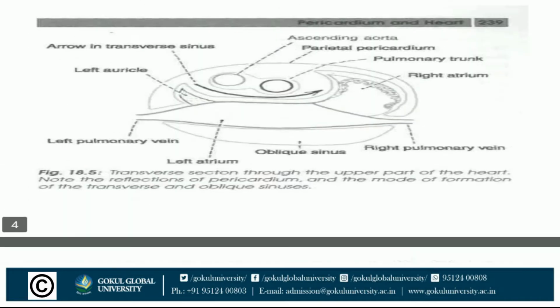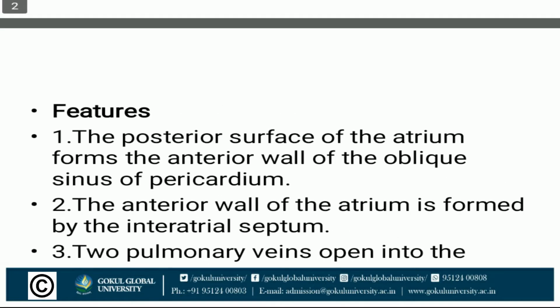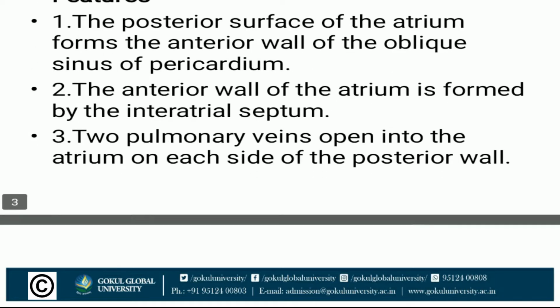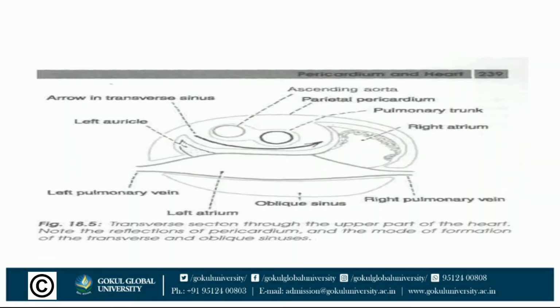Now we will see the features of the left atrium. The posterior surface of the atrium forms the anterior wall of the oblique sinus of the pericardium. In this diagram you can see the oblique sinus. The posterior surface of the atrium forms the anterior wall of the oblique sinus of the pericardium.